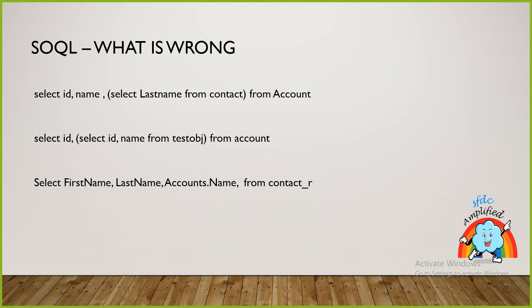Here, the test object is a custom object. It's a child of account: select ID, comma, name from test obj. The test obj is the object, right? From account.